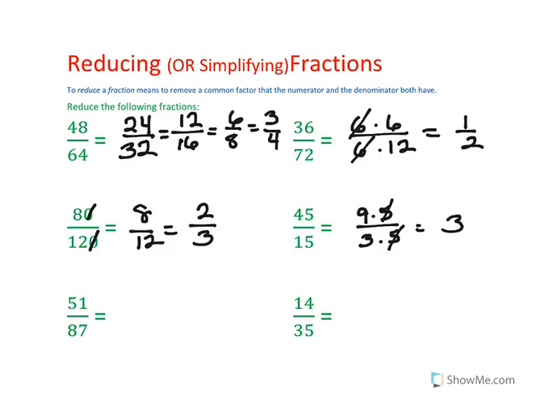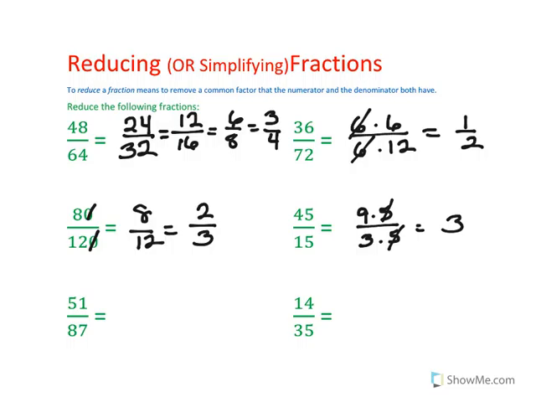Oh, 51 over 87, that's a tricky one. Let's see. It's not even. The numbers aren't even. They don't end in a 0, and they don't end in a 5. So let's go back and look at our rule for 3, which in my opinion is the most useful of all because it's not one that is so obvious. But the rule for 3 says if you add up the digits, like 5 plus 1, you get 6. 6 is a multiple of 3. That means 3 goes into 51.